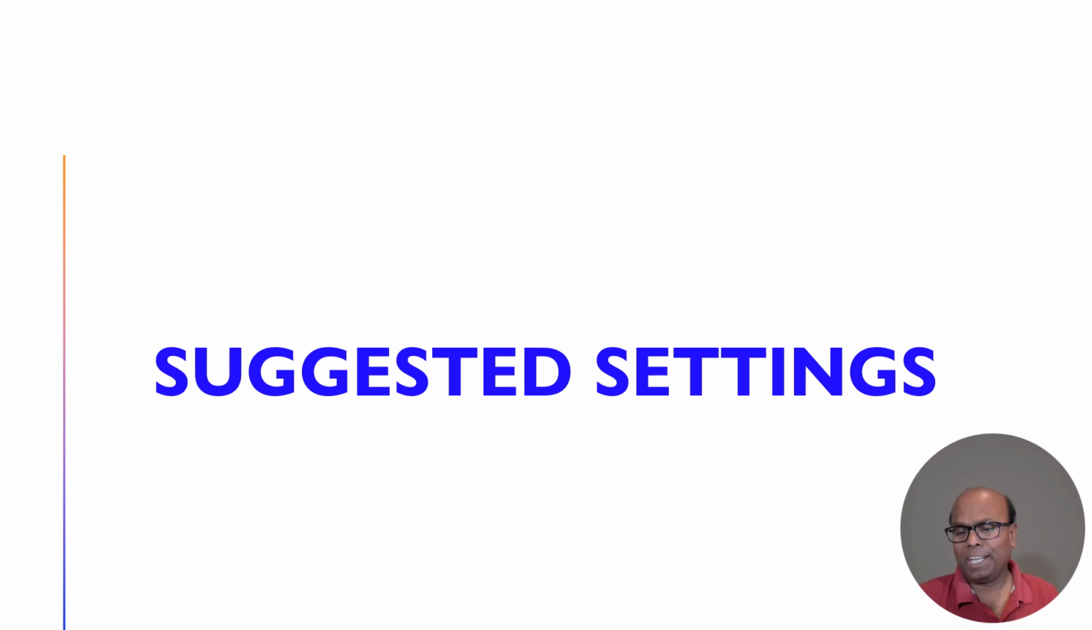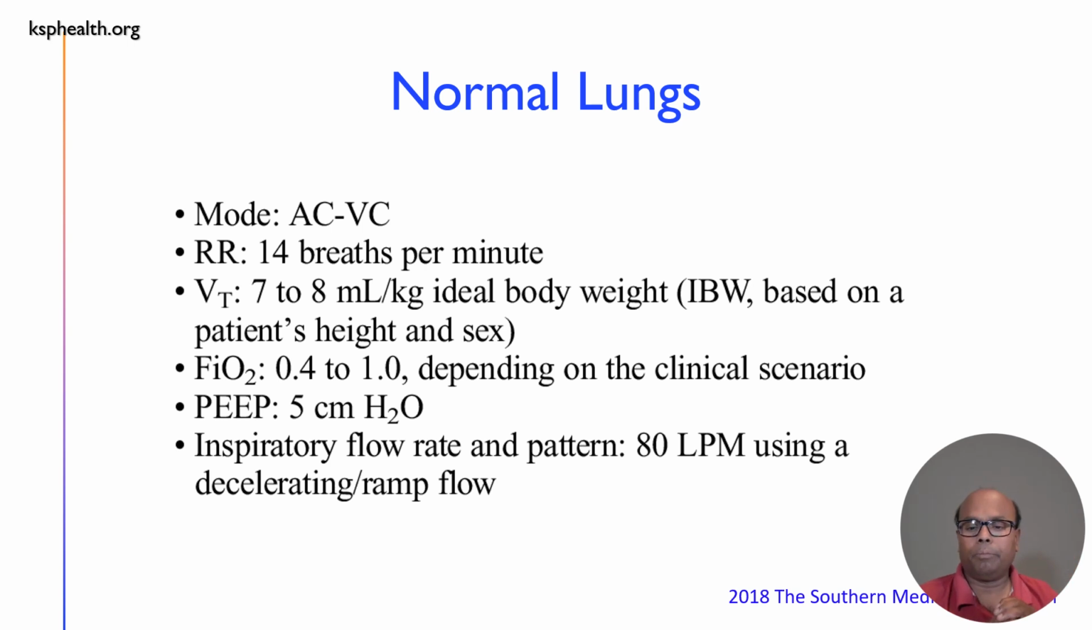So what are the suggested settings in all those modes? There are groups we want to divide into. One, patients with normal lungs, for example, a patient with pneumonia coming in. What are the normal settings? Patients with ARDS, like acute hypoxemic respiratory failure: what are the initial settings? And patients with obstructive airway disease: what would be the initial settings? Let's walk through one by one.